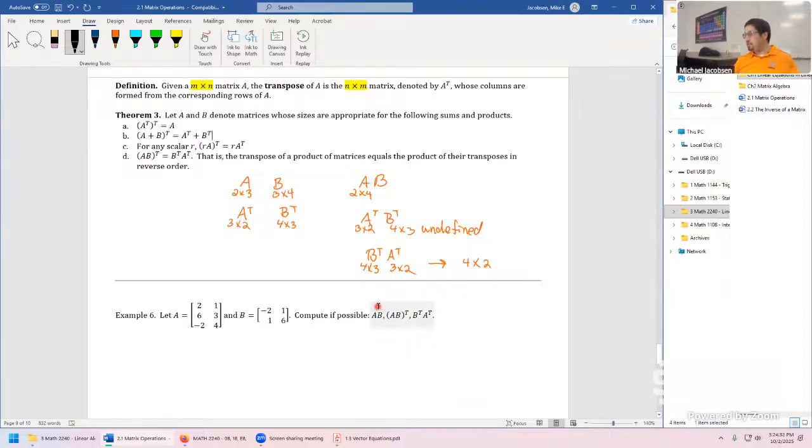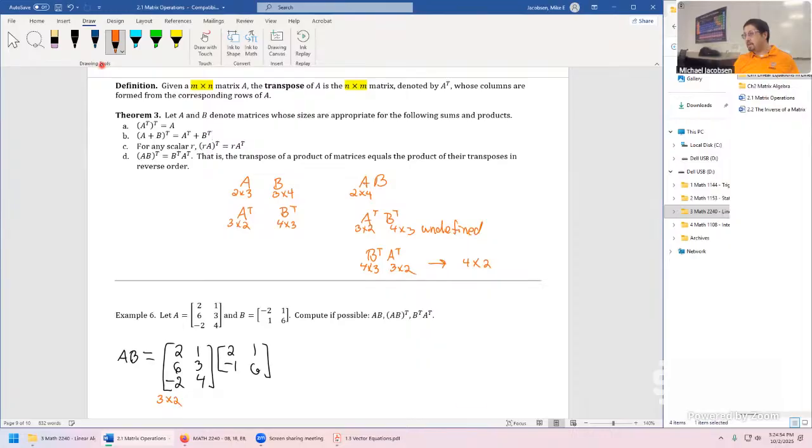Okay, let's try this one out. This one doesn't even have a transpose on it. We're just taking A times B. This goes 2, 6, negative 2, 1, 3, 4, multiplying 2, negative 1, 1, 6. I should have probably looked at this before I wrote it down. We want to check if it's defined.